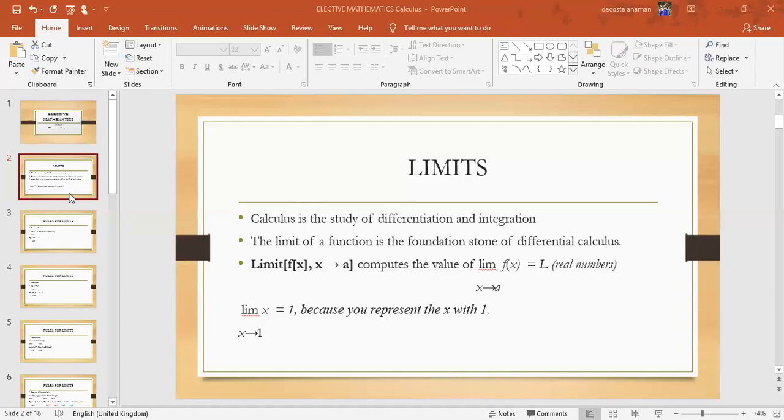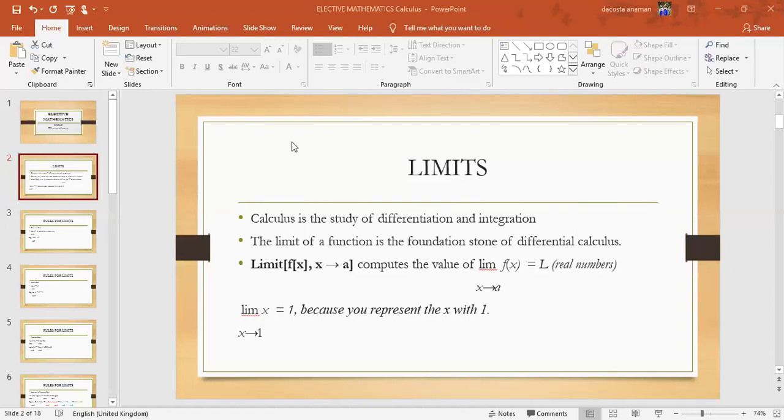So last week we started with calculus. We talked about differentiation and integration, and we talked about limits and the rest. Today we'll be delving much deeper into differentiation and its rules. But let's take a quick look at limits, then we can continue. Okay, so last week we were talking about limits.